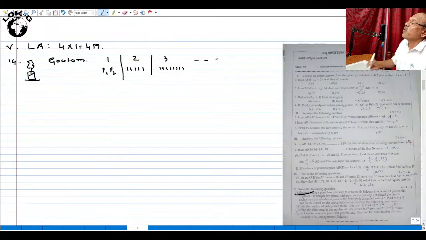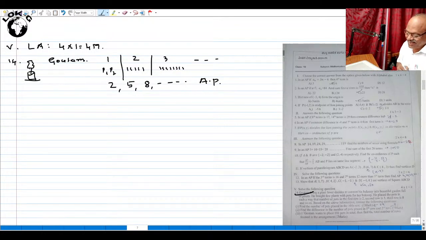You can observe that in the first row there are 2, in the second row there are 5. What is your observation? In the third row there are 8, meaning the number of pots in a row. Are they not forming an AP? Immediately take the judgment. They are in AP. 2, 5, 8 are in AP. What is asked? Based on the above information, answer the following questions. Easy. Let us take the first one.